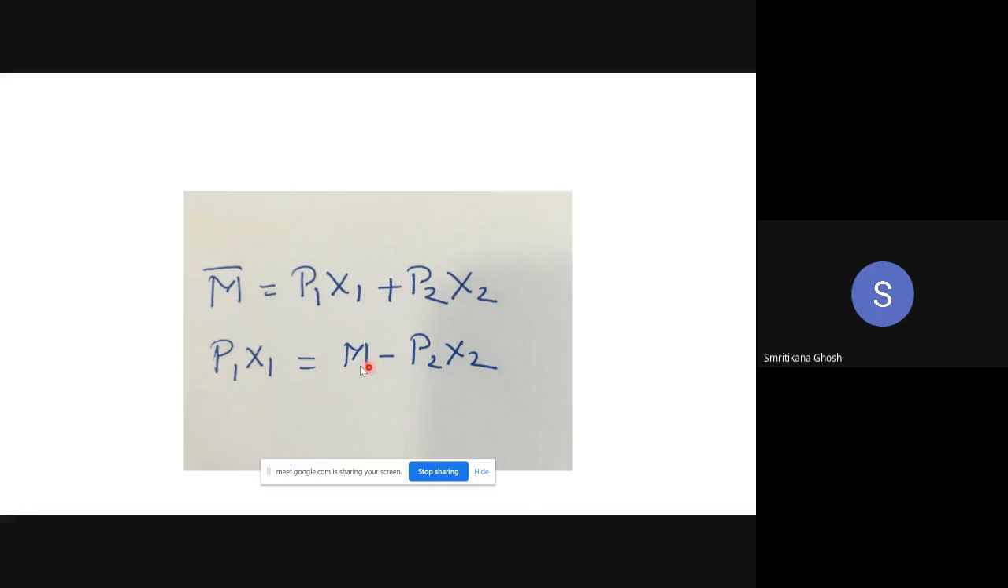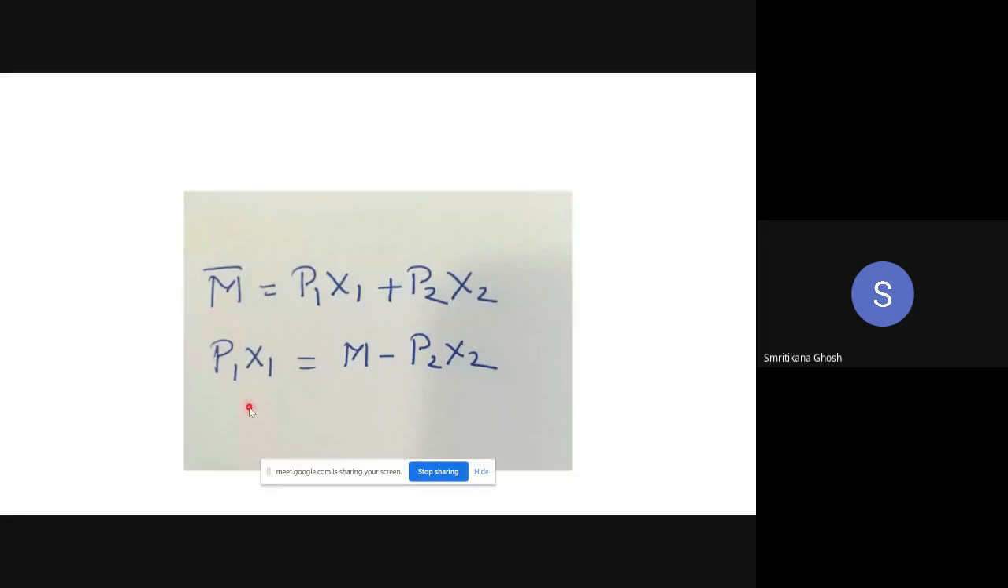Now, what about M minus P2X2? It will increase or decrease? It will decrease. Yes, it will decrease. It will decrease because M is constant. So your right hand side is falling. Your left hand side must fall. Okay, because there is an equality.